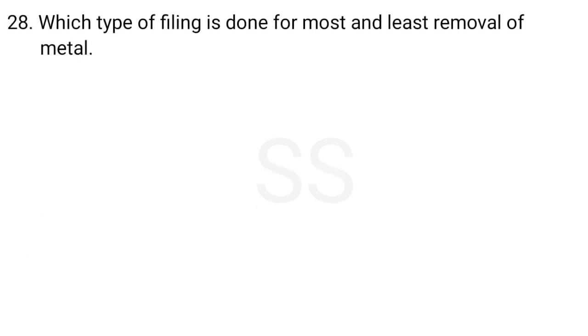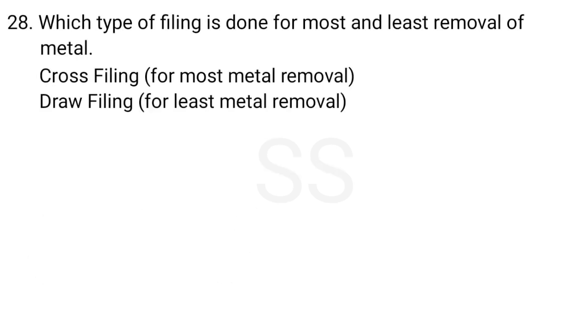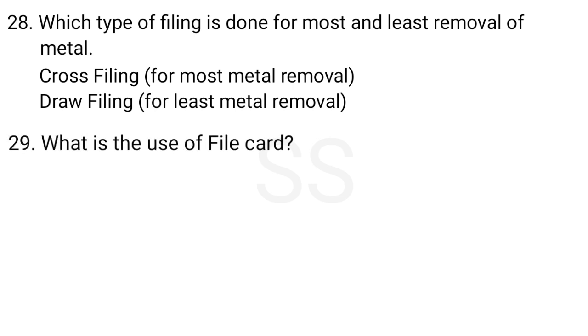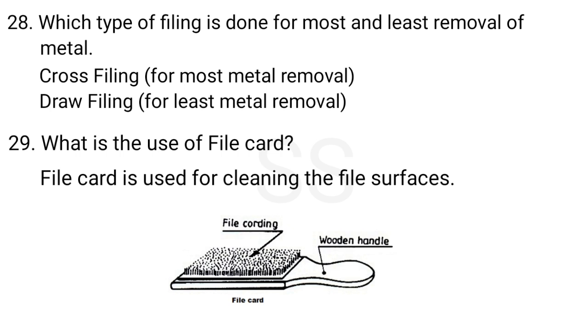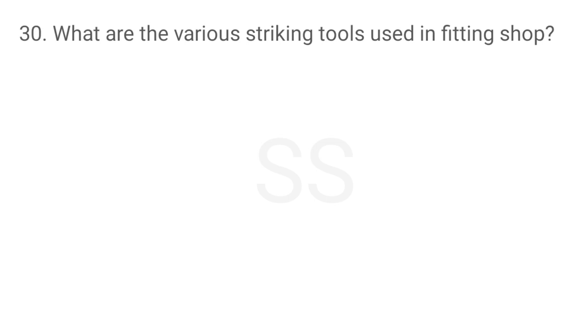Which type of filing is done for most and least metal removal? Cross filing is done for most metal removal, and draw filing is done for least metal removal. What is the use of file card? File card is used for cleaning the file surfaces after it has been used to remove the material from the workpiece. What are the various striking tools used in fitting shop?